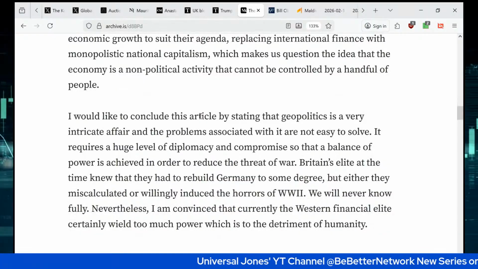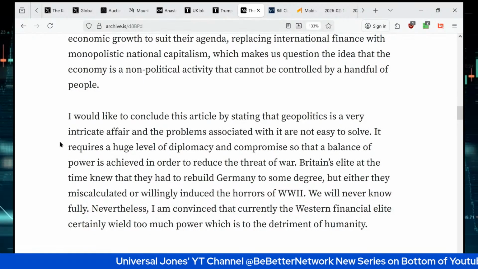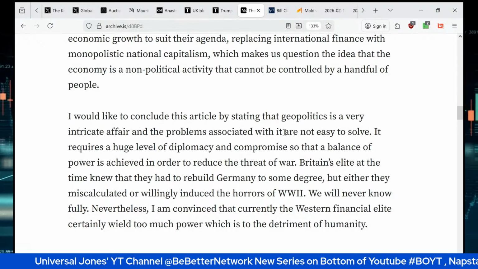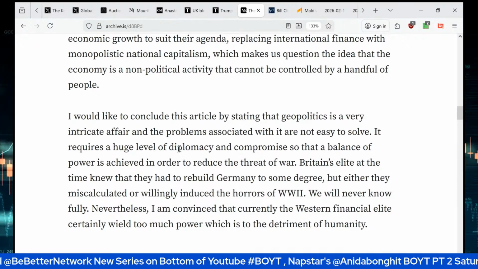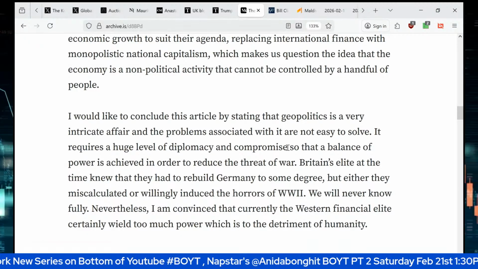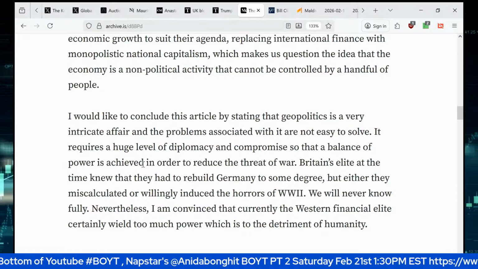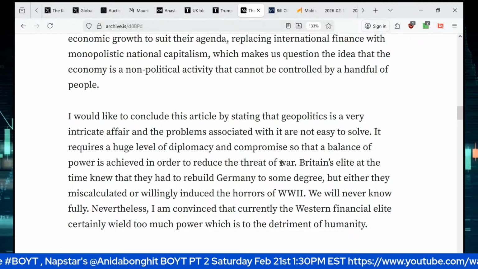I would like to conclude this article by stating that geopolitics is a very intricate affair and the problems associated with it are not easy to solve. It requires a huge level of diplomacy and compromise so that a balance of power is achieved in order to reduce the threat of war.